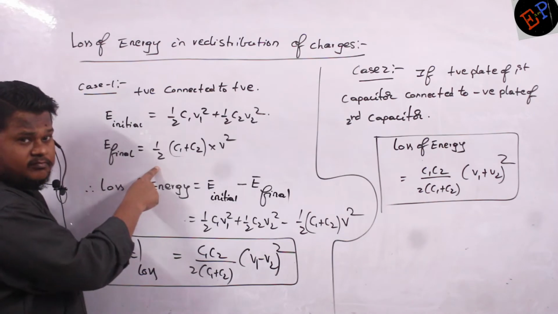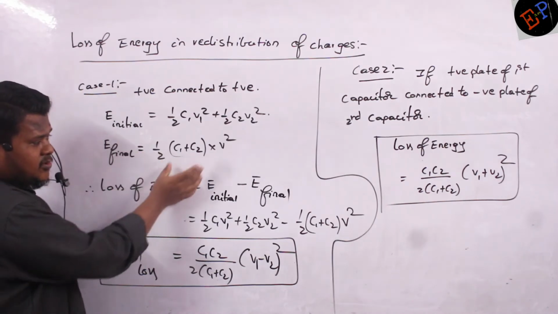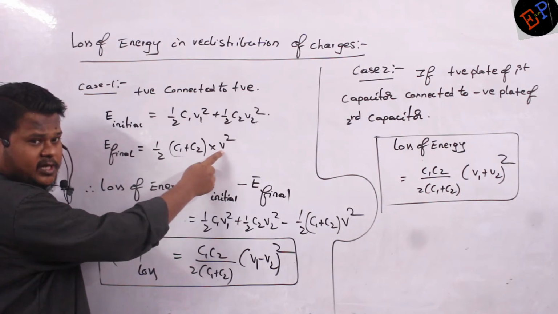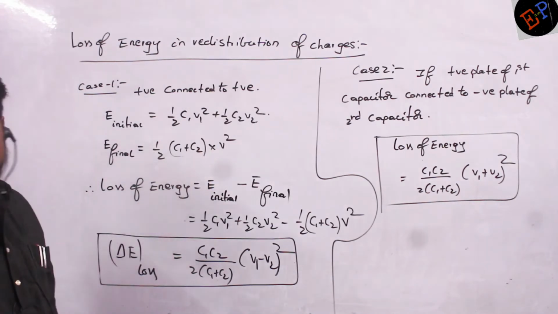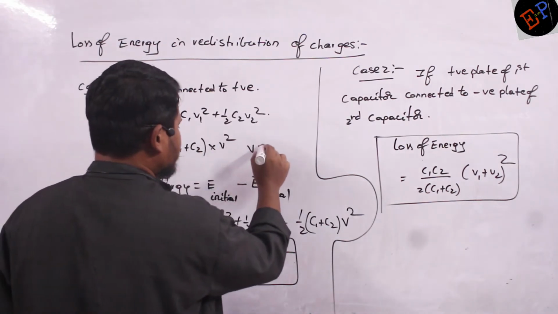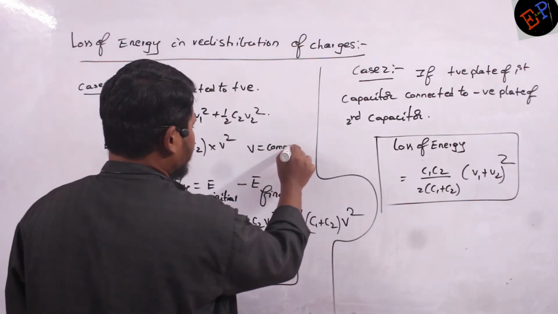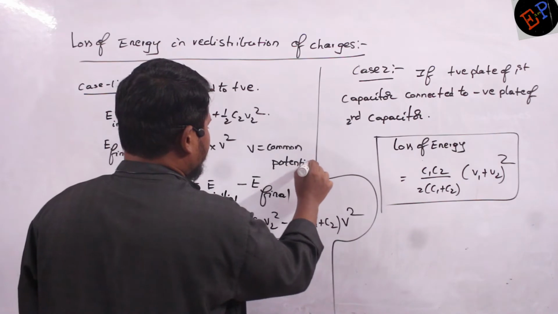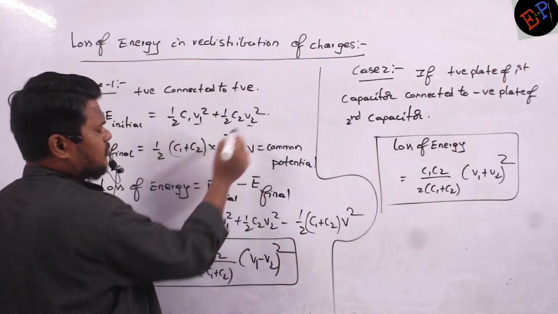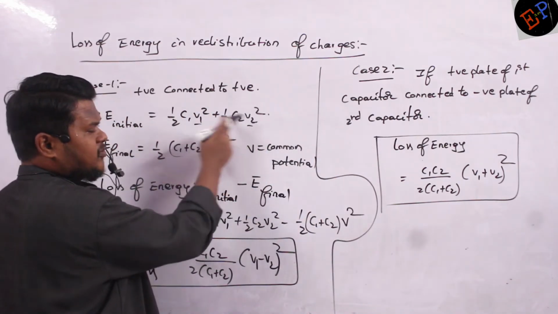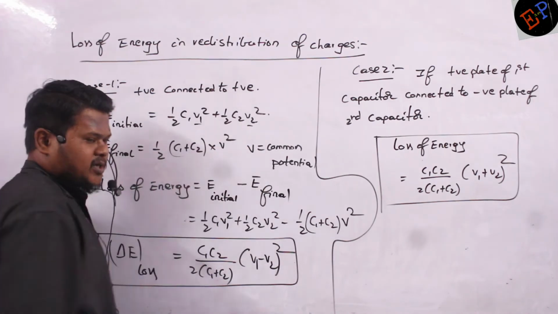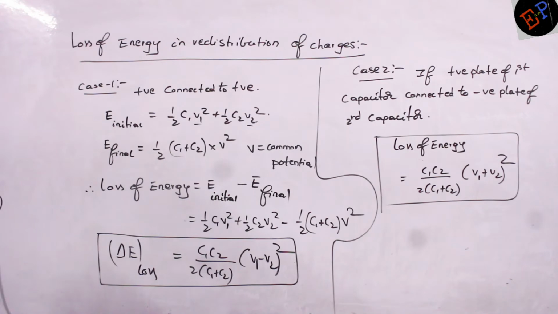After connection, total capacitance is C1 plus C2, no? And there is a common potential. Common potential is what here? V. So what is V here? V is called the common potential. Understood? So what are V1 and V2? These are the potentials before connection. What is V? Potential after connection. Understood, no?